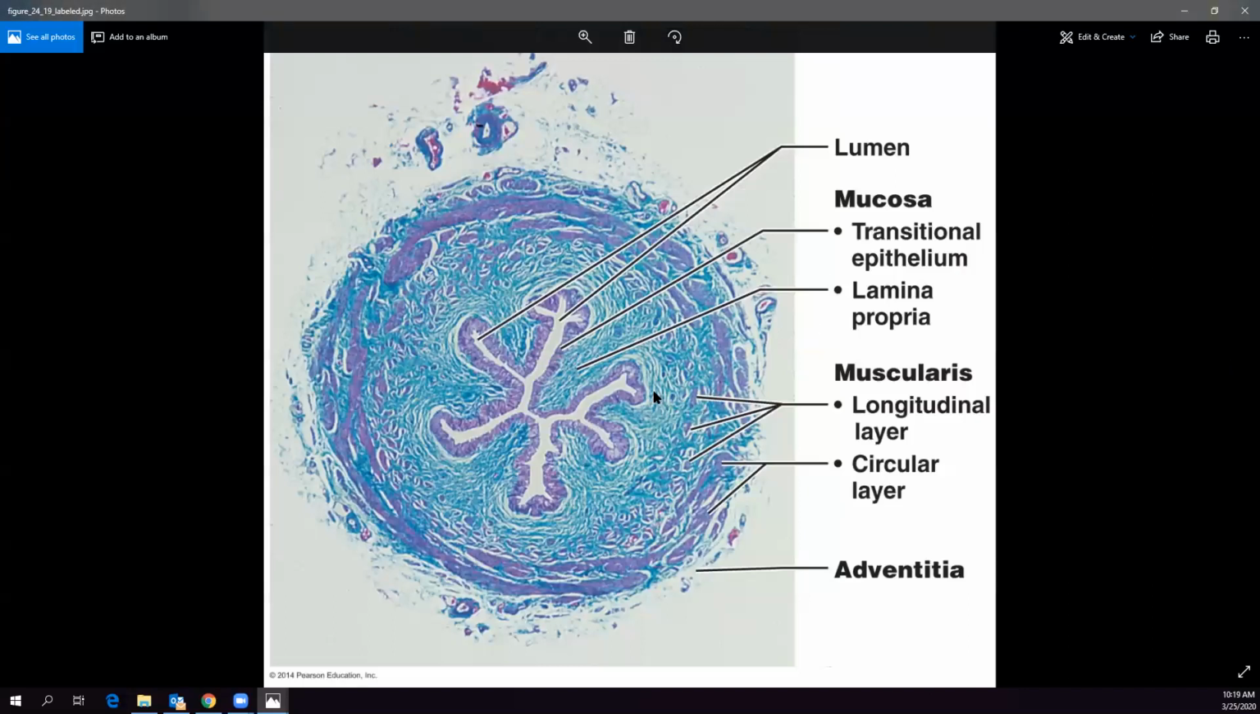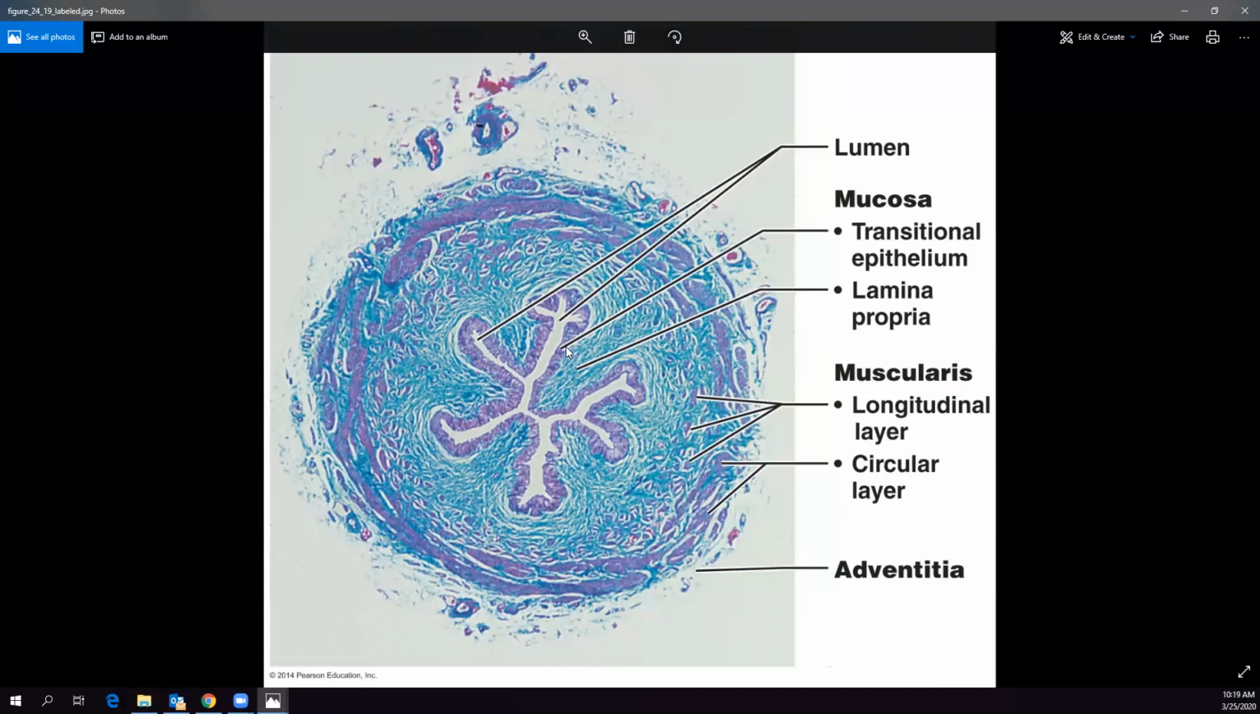Okay, here's a cross section through a ureter, and so basically we have those same layers that we had in the alimentary canal. But remember, what is the tissue now of the bladder? Does anybody remember? Don't look, it's right there. Transitional epithelium. It's also in the ureter.